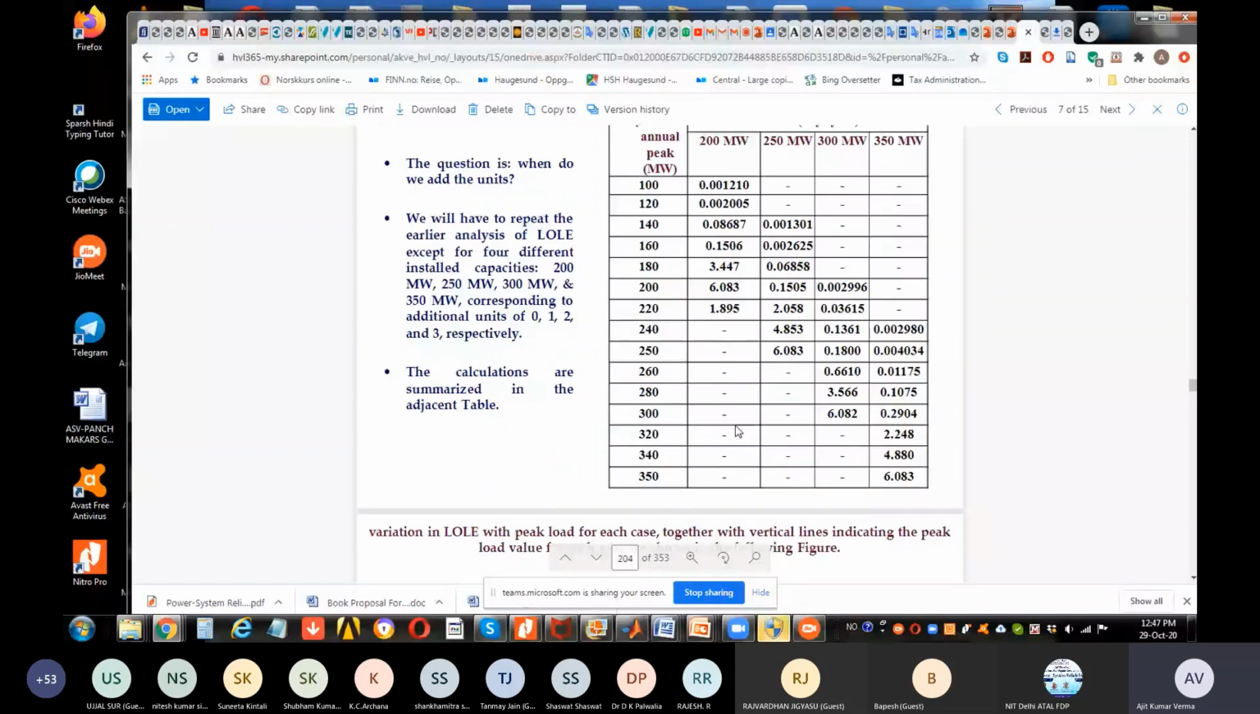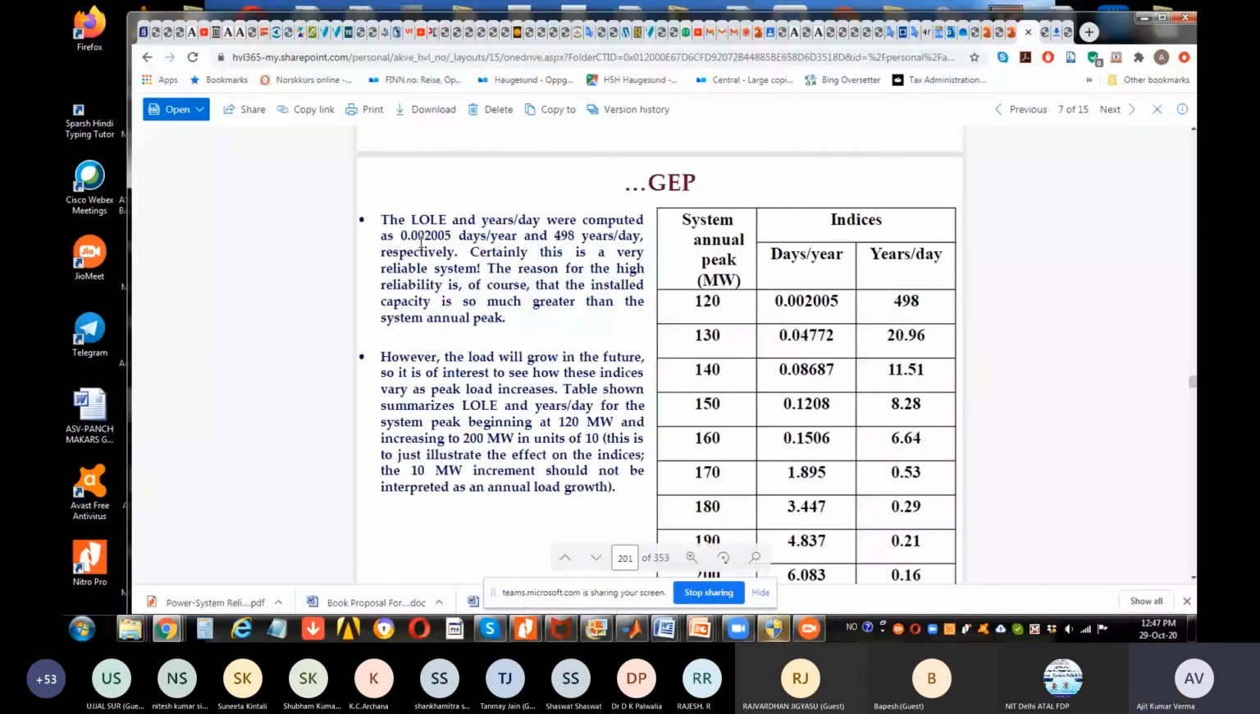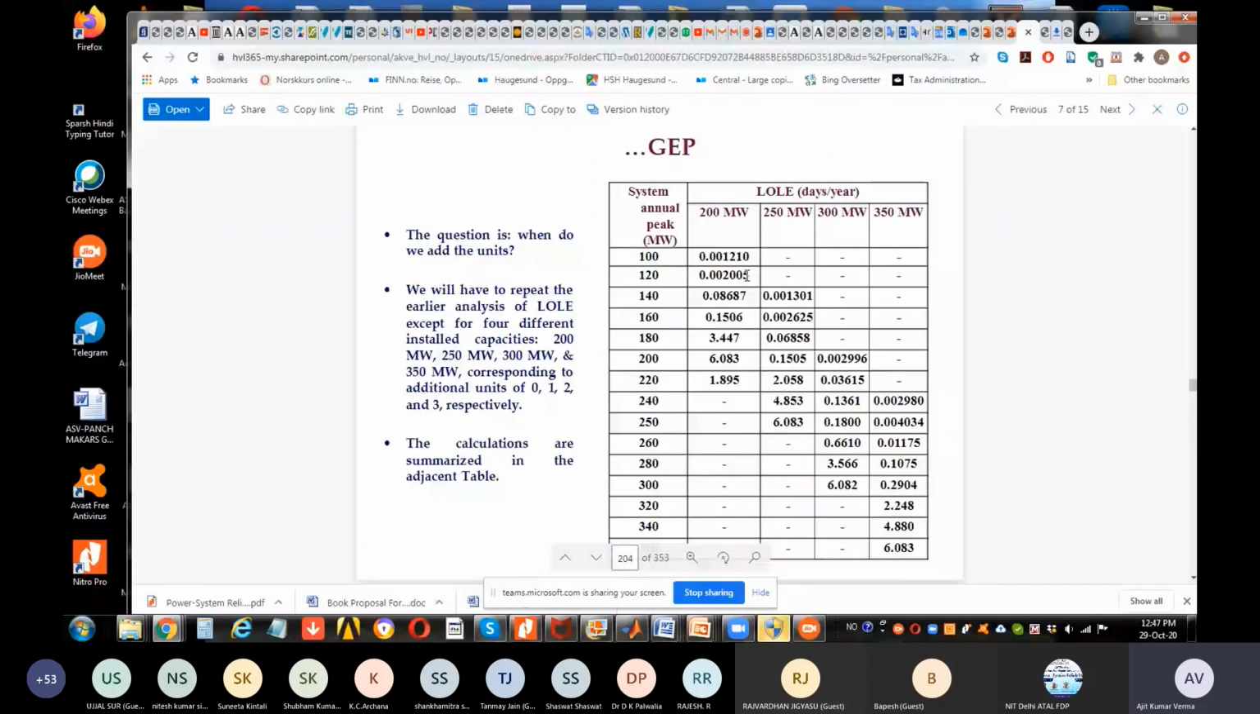You have some software and you keep calculating. So this is the way, when you have 200 megawatt and this is the load profile, this is the annual peak load, varying from 100 to 350. So, when you have 200 megawatt generation, peak load of 100 megawatt, then this is the LOLE. Then when it becomes 120, this is what we had calculated and mentioned earlier. It becomes 0.002005. This is what we had mentioned over here. So at 120 peak load, it's 0.002005, then 140, 160, 180, 200, 220.